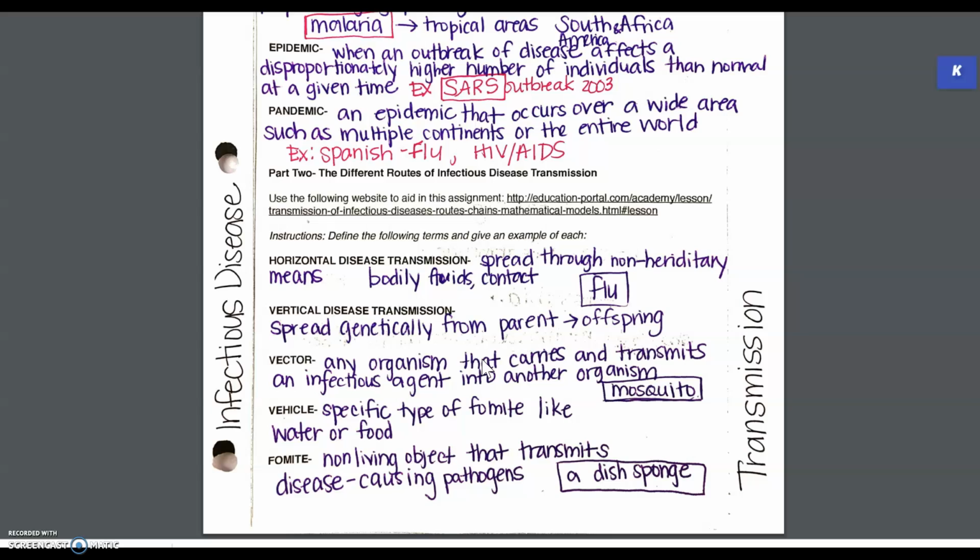It's wet. It's a great place for bacteria to grow, and a dish sponge can transmit diseases because the pathogen can live on those surfaces for X amount of time, and all objects are different. The amount of time that a virus can live on a non-living object varies based on different factors, but those are things that you need to think about, that you'll probably hear quite frequently, or may have heard already frequently in the media.